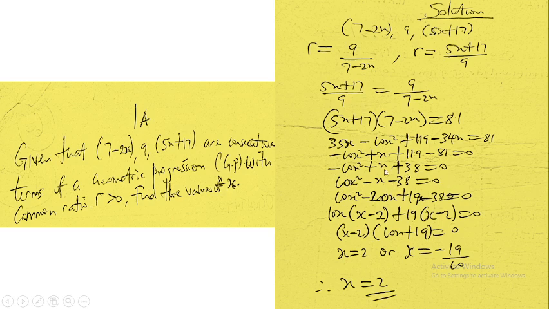Then we can now solve this quadratic equation using any of the methods we know, whether factorization method, completing the square method, or formula method. Any one you know is highly welcome. But I know that this can be factorized. So what do we do?